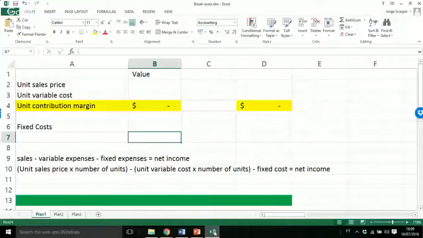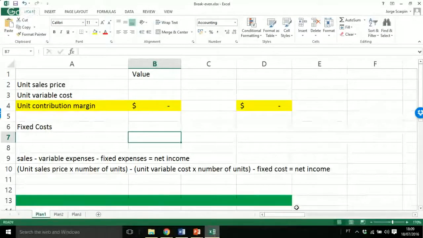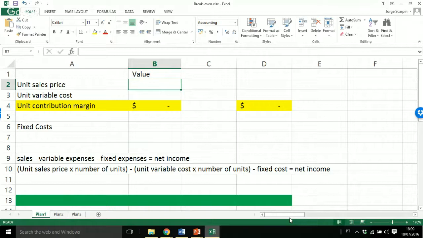Here. Good, very good. So let's work with a product X with, for example, a unit sales price of 200, a unit variable cost of 120, and a unit contribution margin of 80.